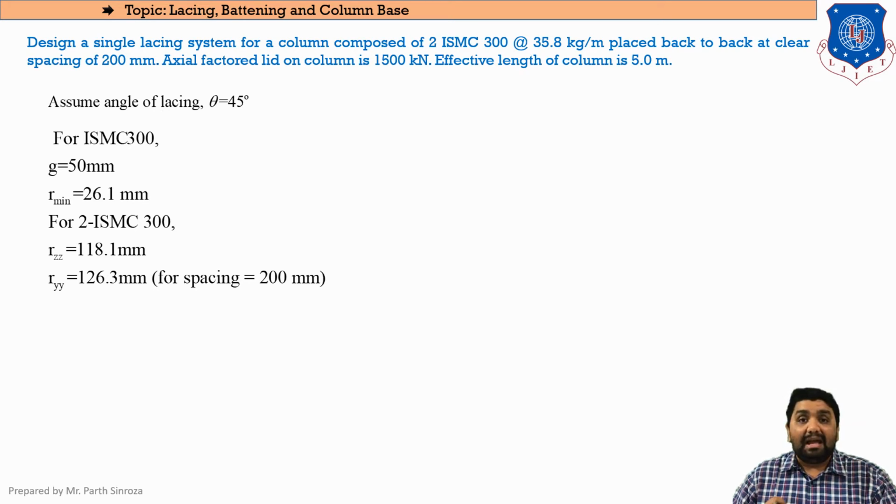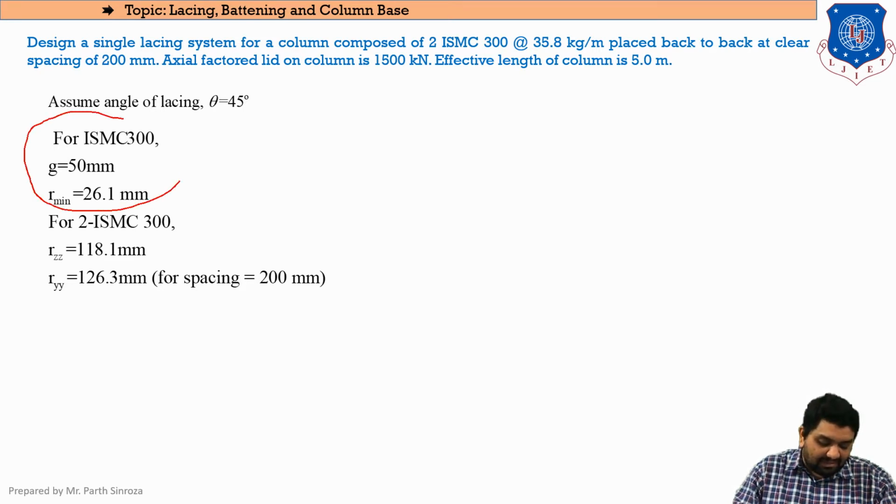Now keep in mind, as it is mentioned, a 2 ISMC 300 section, for designing the laces we need to compulsorily find the values for a single ISMC channel as well as a double channel. We need to find the values for both cases, as we'll be needing these terms in the verification and the checks that we'll be seeing later on. Clear? So first we will be moving on to check for the single ISMC section.